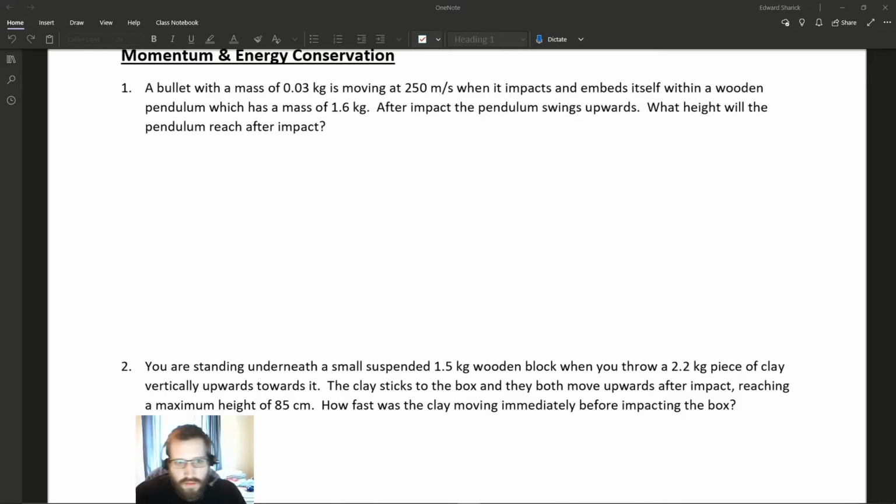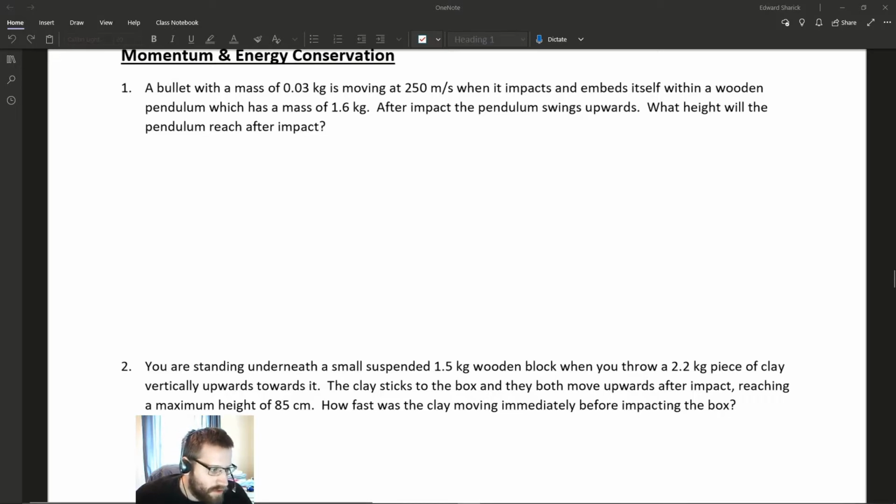Hey everybody. So today we're going to do the next two pages in our notes, which mostly focus on momentum and energy conservation. So we're going to be discussing the ideas from the first few problems that we did with momentum, and then combining it with the energy conservation stuff that we did before.